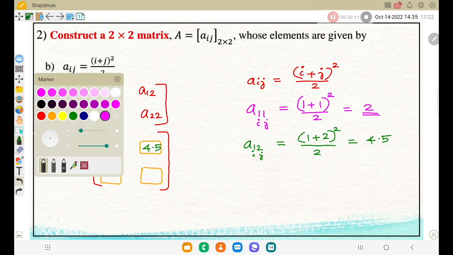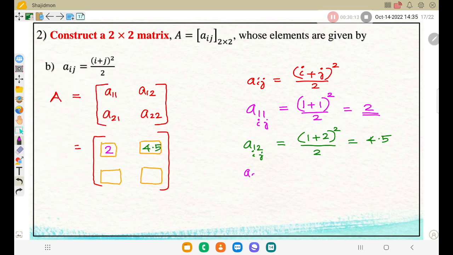Now the third number again, A21 equals, i number is 2, j number is 1. So (i plus j), 2 plus 1 power 2 divided by 2. So 3 power 2 is 9, 9 by 2 means again we will get the same 4.5 here.